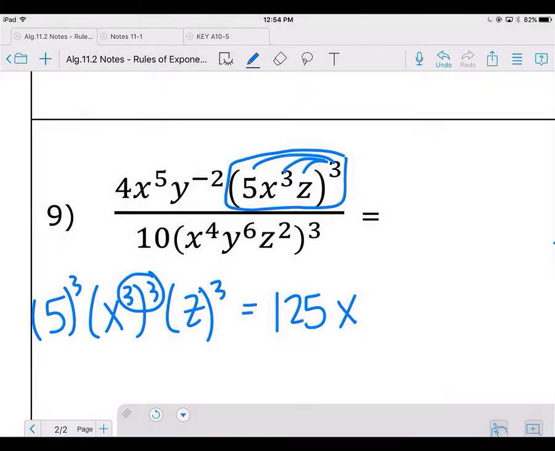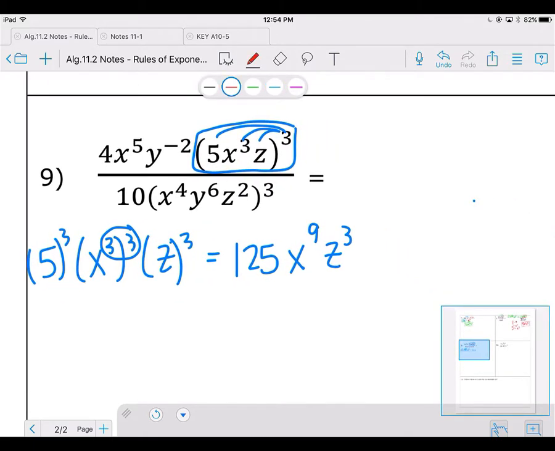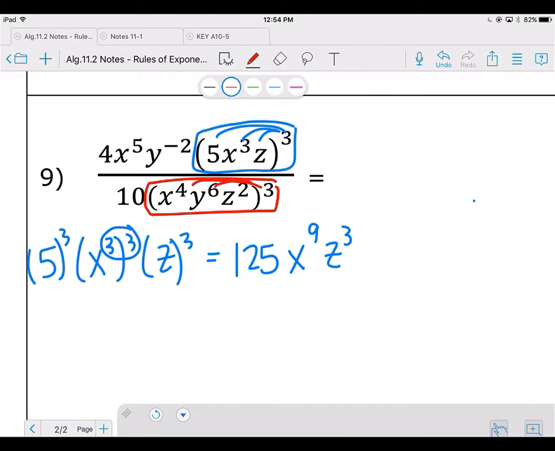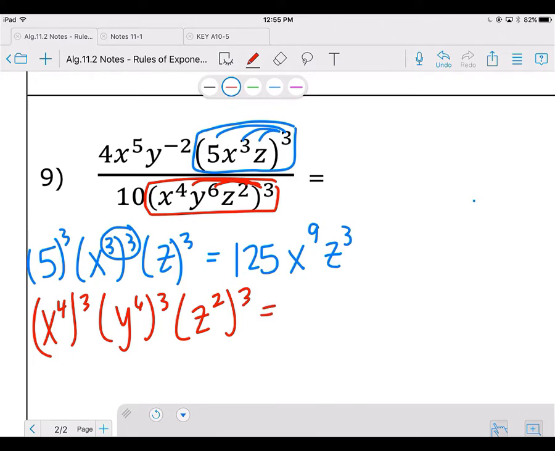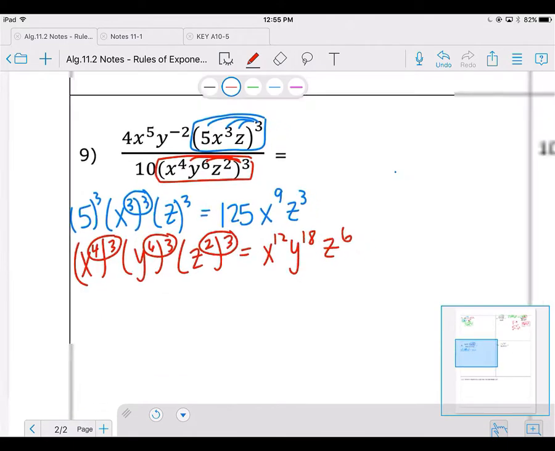X to the 3 times 3 is 9. Z is cubed. I'm then going to distribute this cubed. So x to the 4th gets cubed, y to the 6th gets cubed, z squared gets cubed. So everything gets a cubed. All of these are piggybacked, meaning all of them are going to be multiplied. So x to the 7, I'm sorry, that's not multiplied. X to the 12, y to the 18, z to the 6.